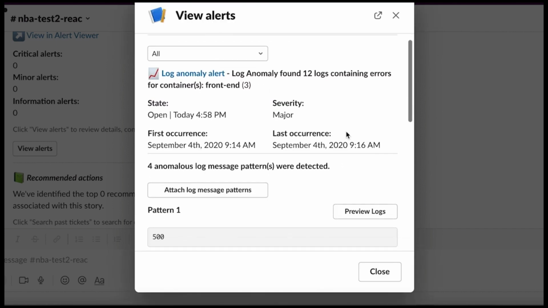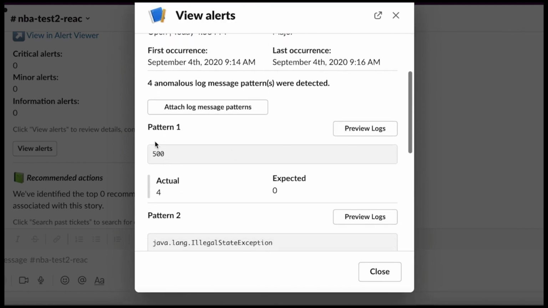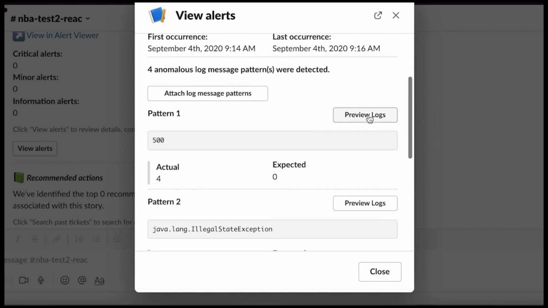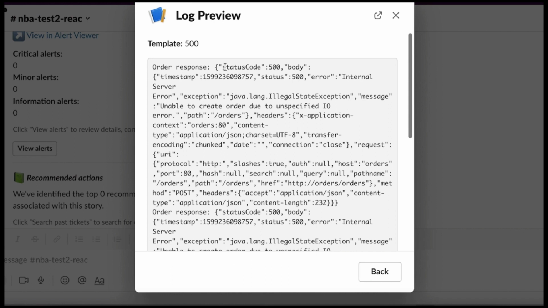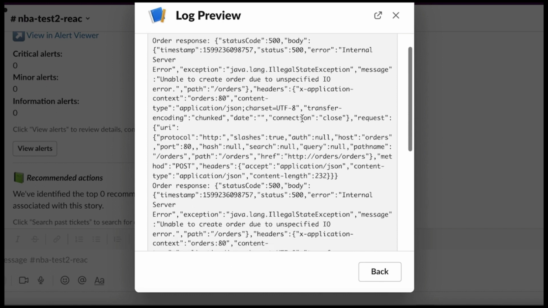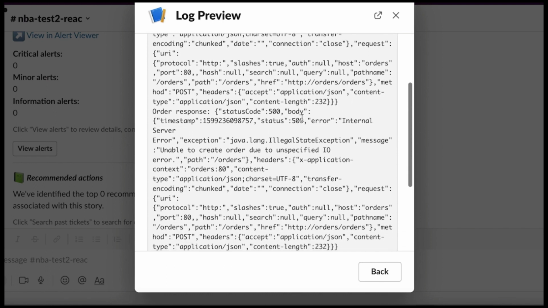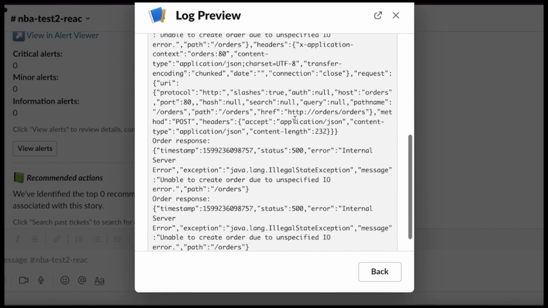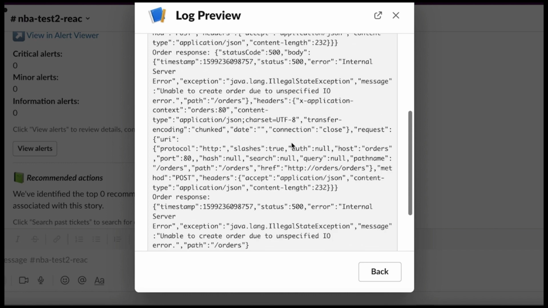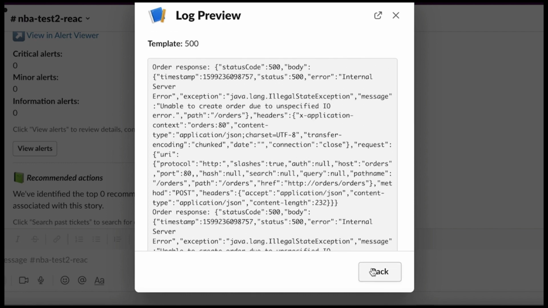Here we use our entity extraction to understand that the number 500 was an HTTP 500 status code, and the alert was detected by our real-time statistical model, as the actual count of the 500 error is very different from what we would expect. We can also see the corresponding logs containing such 500 errors.